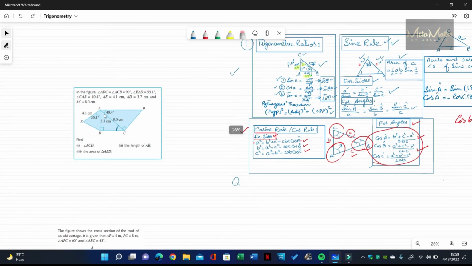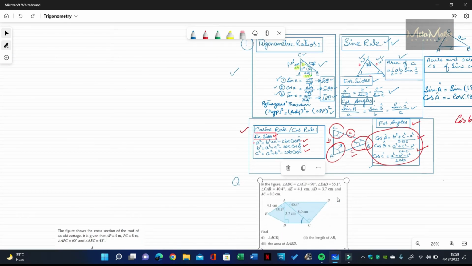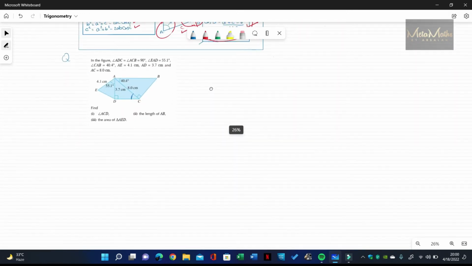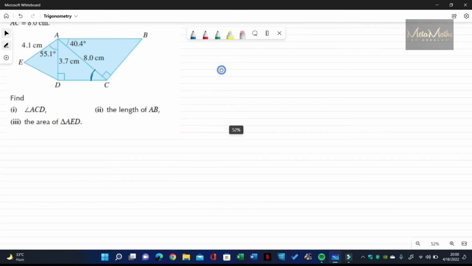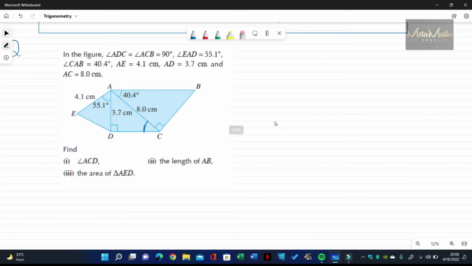Let me find the first question. Suppose we are going to solve this question. Let's have a look. I have hidden the formulas. I will tell you how to apply, how to understand the question first. In the figure, angle ADC is equal to angle ACB, and both are 90 degrees. You can see on the diagram as well. ADC, so the angle will be at D, right? The center label will have the angle. Similarly, ACB means the angle will be at C. So you can see both are 90 degrees.